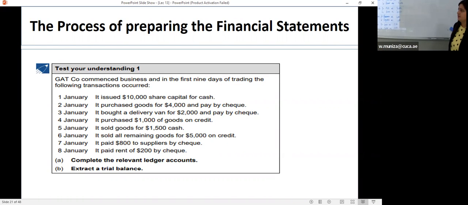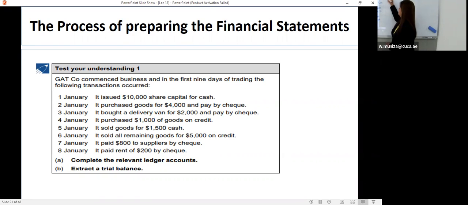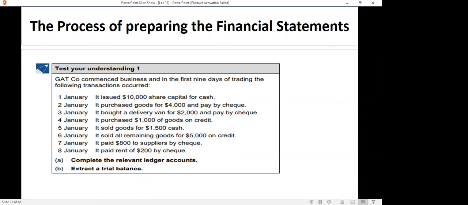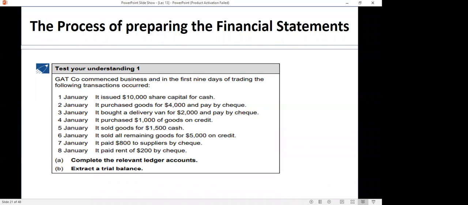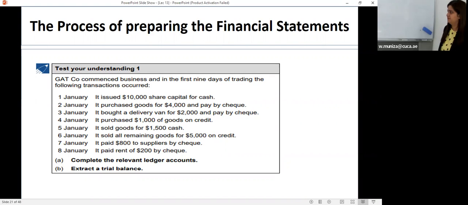It paid $800 to suppliers by check. Debit cash. Debit expense, credit cash. No. Debit payables, credit cash.